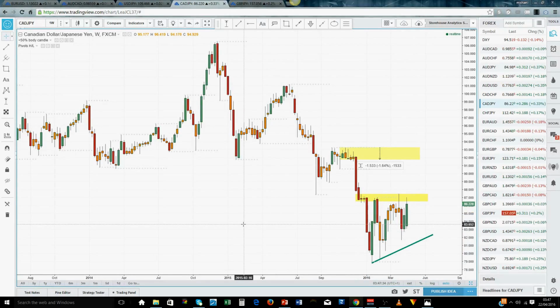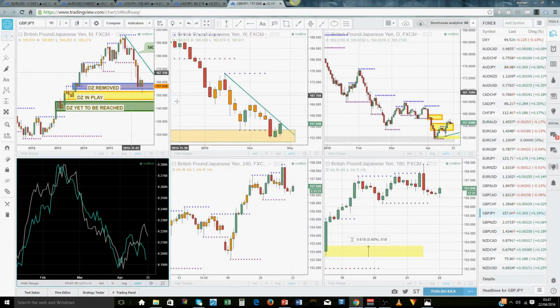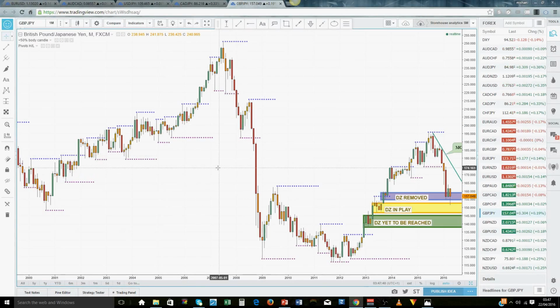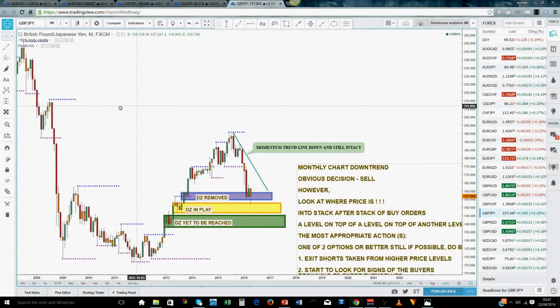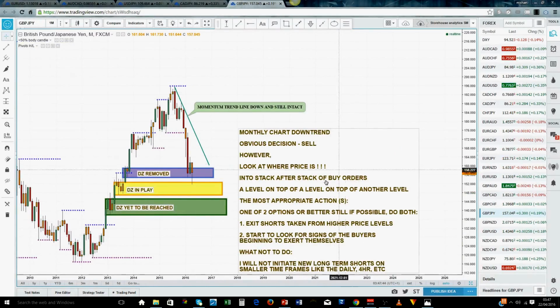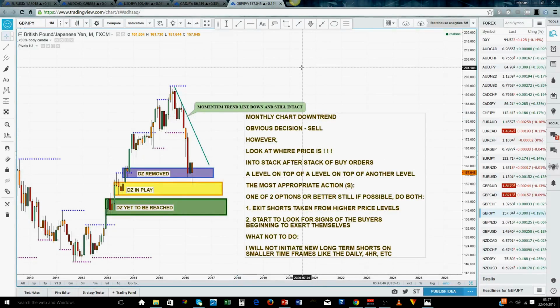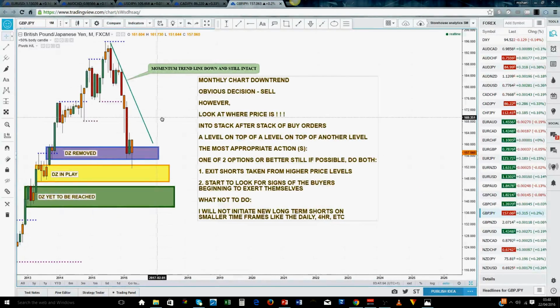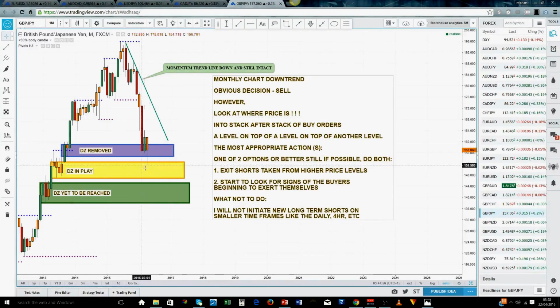Lastly, it's a bit longer than I wanted it to be. But again, bringing you all back to our old friend, the British pound, Japanese yen. Remember when we first talked about this, the chart was down here, right into this yellow box. I hope you guys remember that.